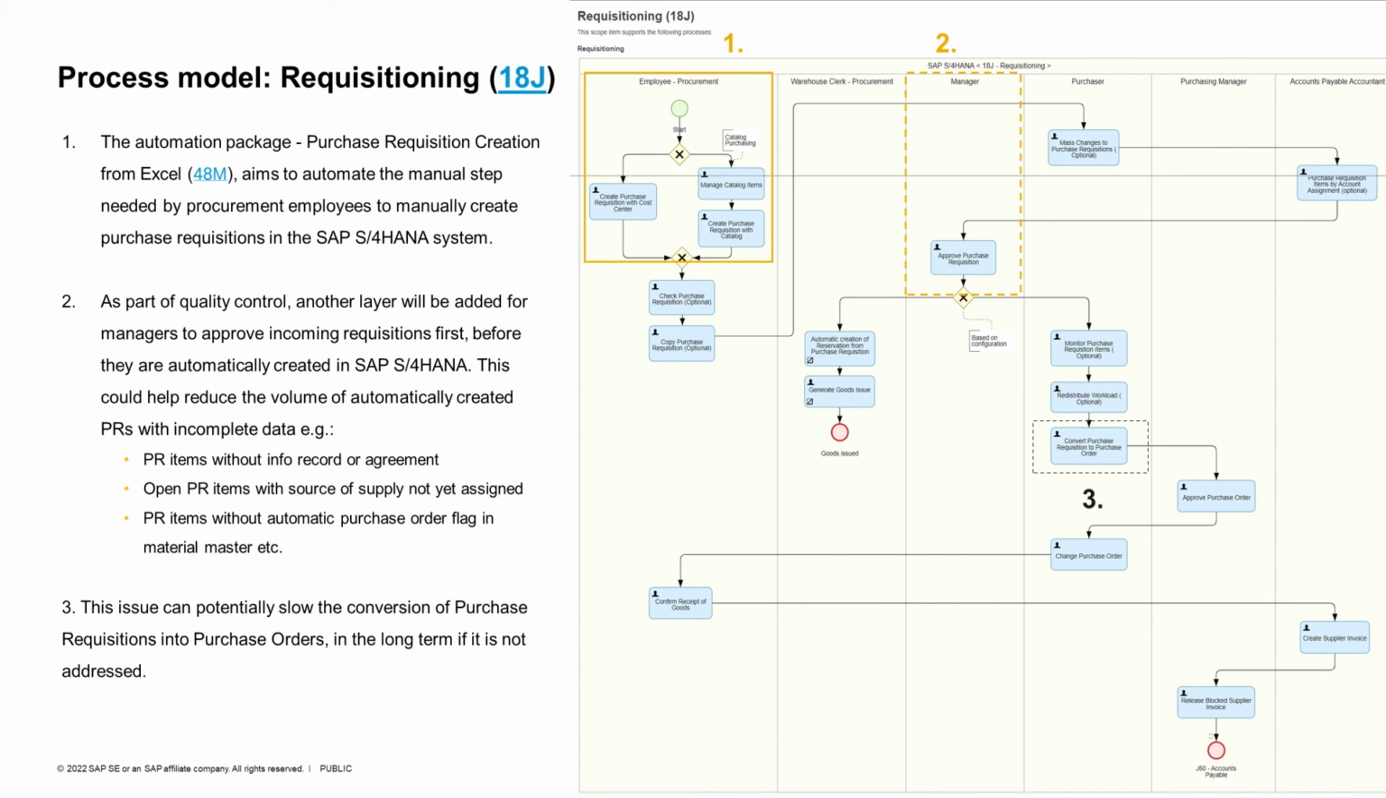To show you also how this actually relates to the subsequent parts of the end-to-end requisitioning process, we have here this step where a purchase requisition is converted into a purchase order. If the steps above are not done right, and if the problems are not addressed, that will create a bottleneck in the long term, which we also saw in the first demo. So this is what we did today. We applied an additional approval layer requiring managers to intervene before purchase requisitions are created in SAP S/4HANA.